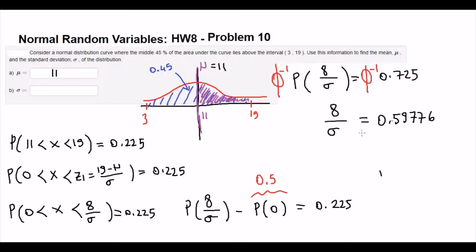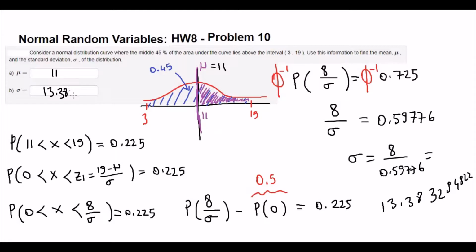Now we can solve for sigma. If we cross multiply and divide by 0.59, sigma will be equal to 8 over 0.59776. And if you do that division, you're going to obtain 13.3832. So our standard deviation is 13.3832.